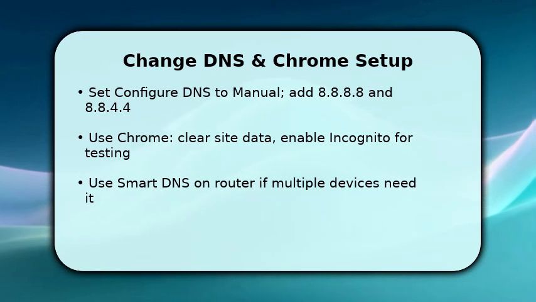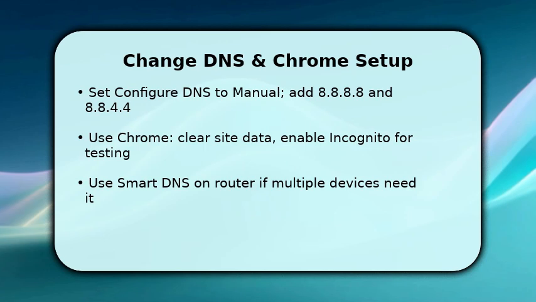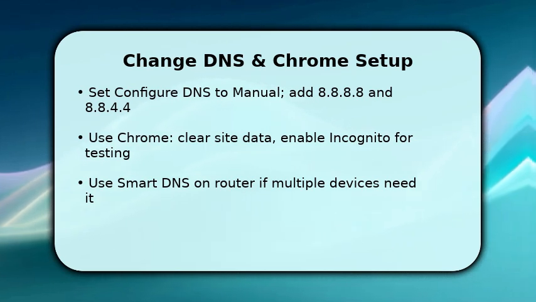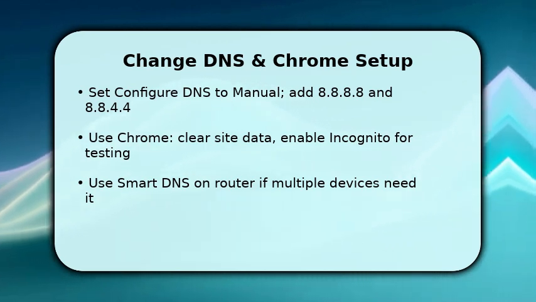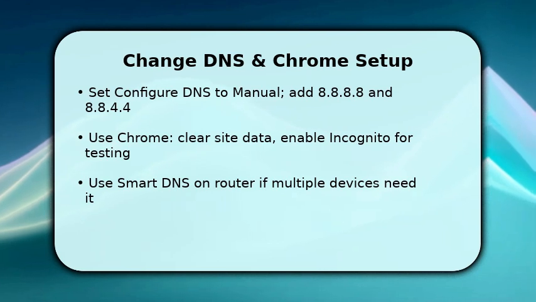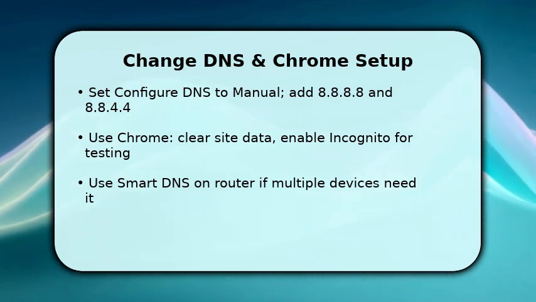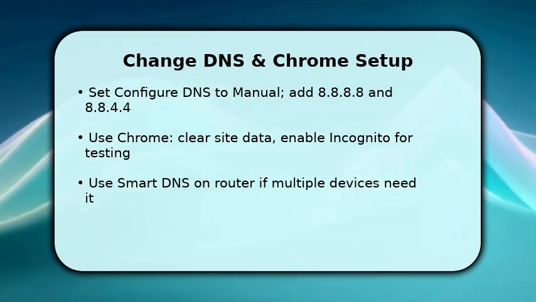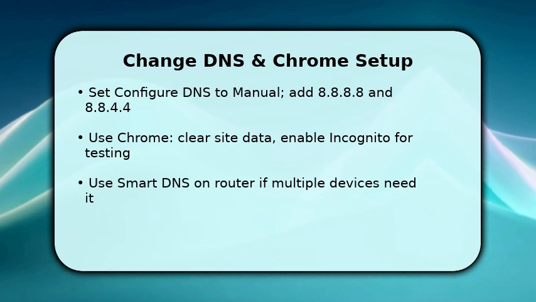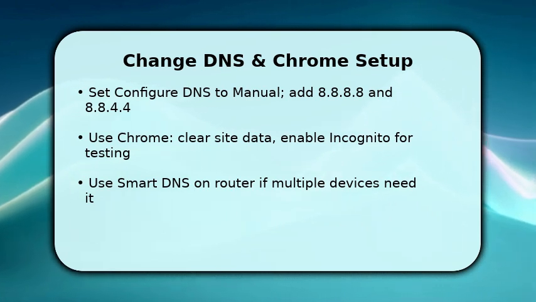Next, you change DNS to a trusted resolver to improve reachability without a VPN. In Wi-Fi info, choose Configure DNS, then Manual, and add 8.8.8.8 and 8.8.4.4, then save. If you use cellular, change DNS in your carrier profile or use a router-level smart DNS.